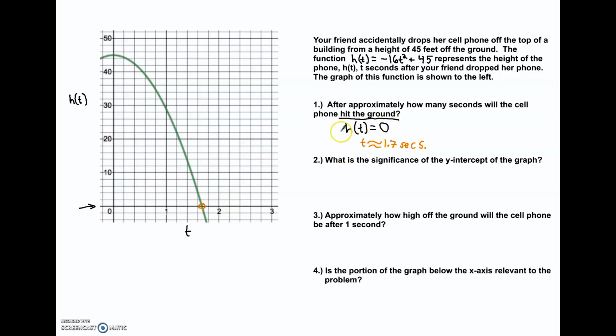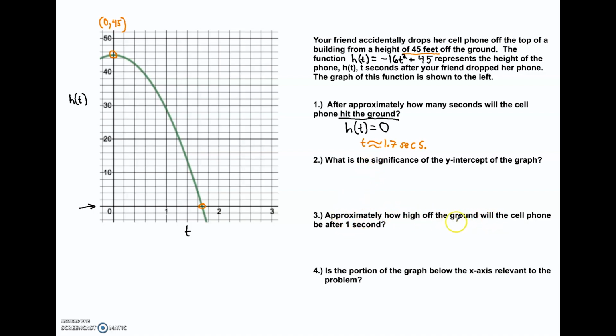Huge, but simple. What is the significance of the y-intercept of the graph? Well, let's look at the y-intercept. Here we have the y-intercept, and it's approximately, well, that's at 45. Well, that's at time 0, right? That's the point (0, 45). Well, that is the height of the cell phone at time 0, which we're told right here. The height of the cell phone is 45 feet when it's dropped. That's when the timing starts. So the significance is that's the initial height of the cell phone.